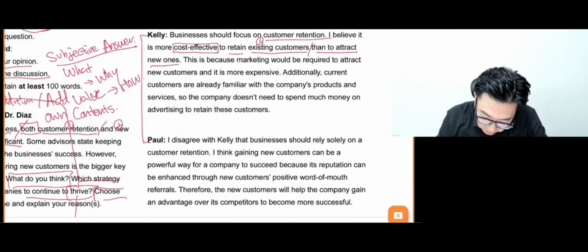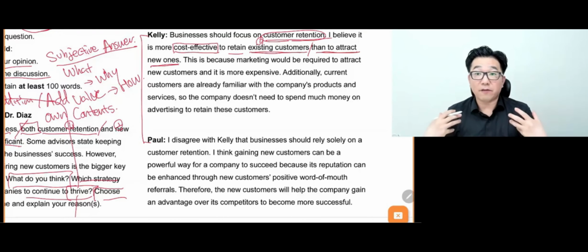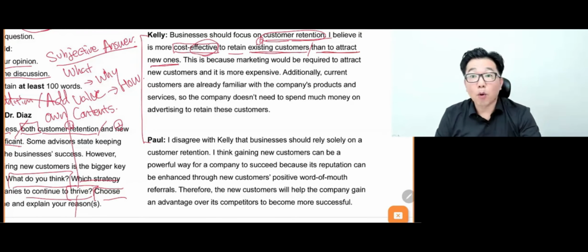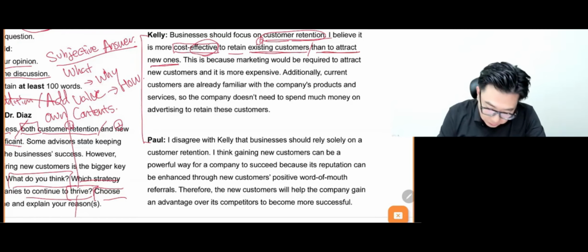So it's saying that customer retention is more important because when you're making sales, it costs less to sell to existing customers than trying to sell to new customers. So it's more beneficial. Probably you're going to make more profits. Okay. This is because why?